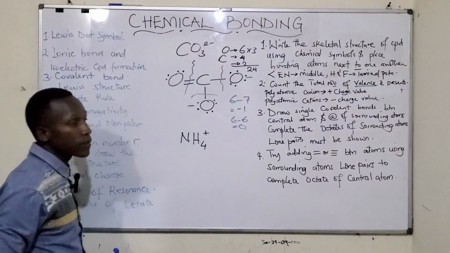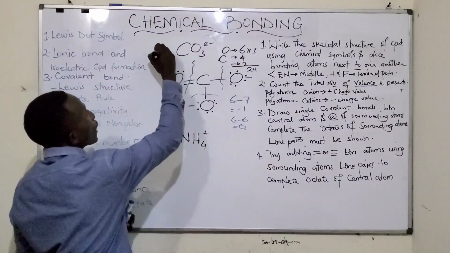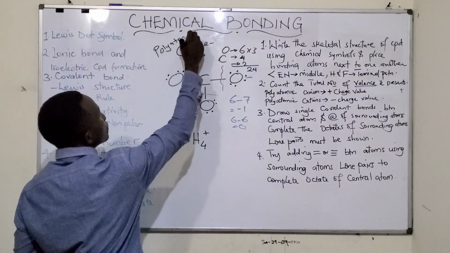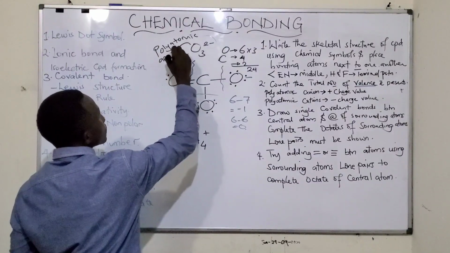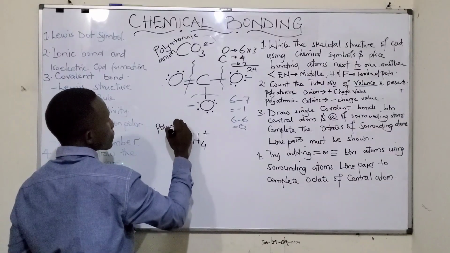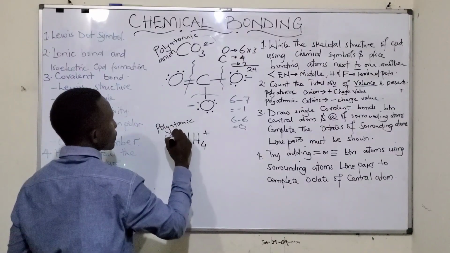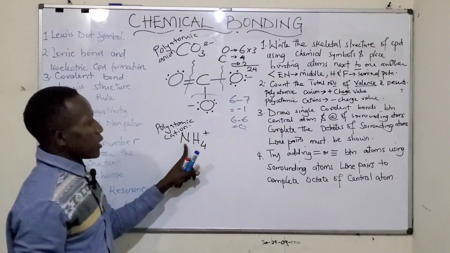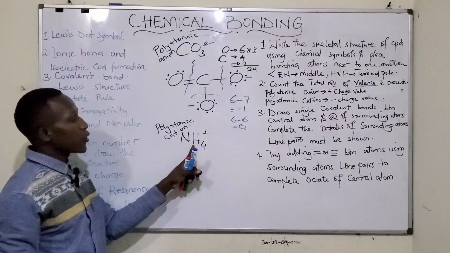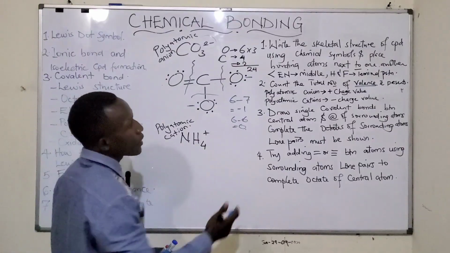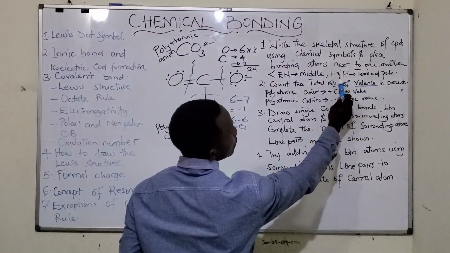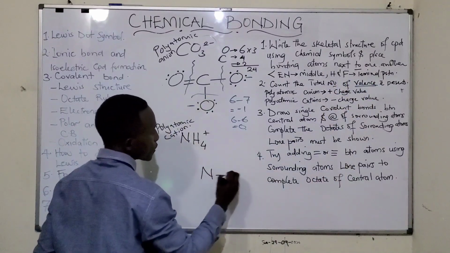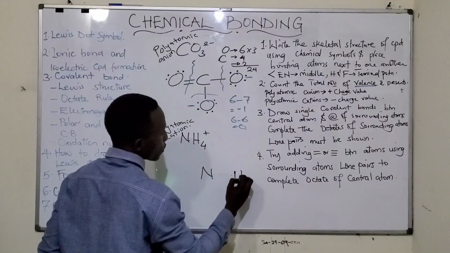Another example, let's go to ammonium. Ammonium ion. This is a polyatomic cation. Same rules. Nitrogen and hydrogens. We say that hydrogens always are at the terminal position. Hydrogen and fluorine, they are always at the terminal position. Means that this structure shall have this. We draw the skeleton.